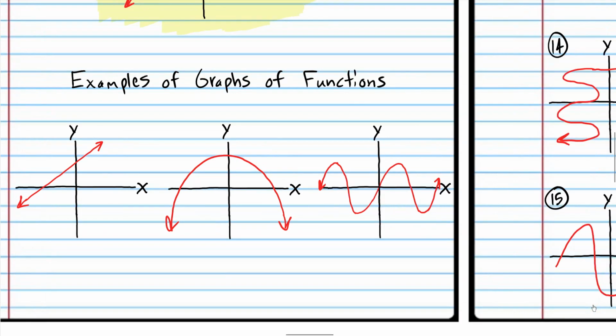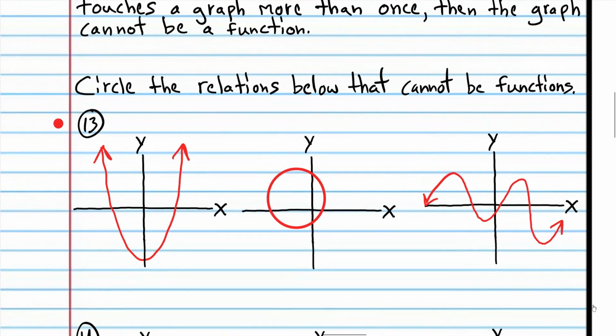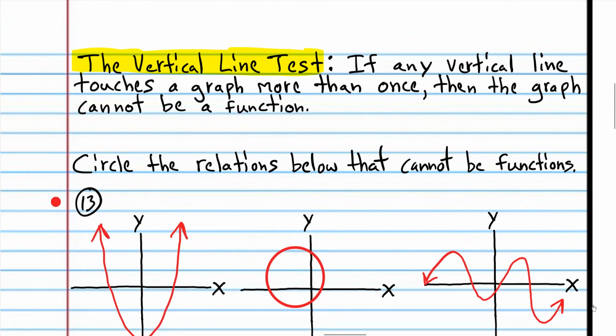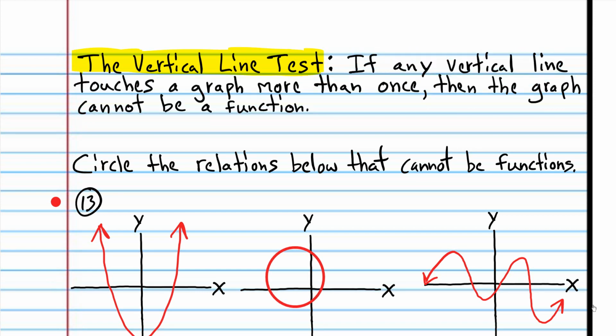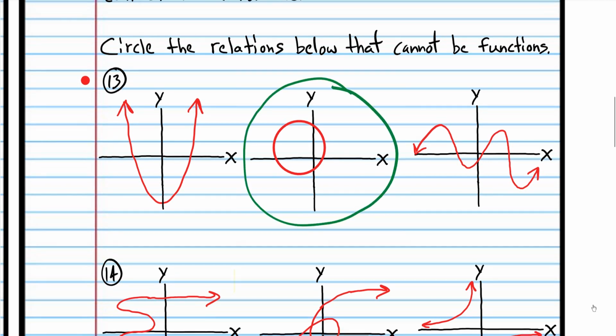But if a vertical line touches a graph more than once, for example here, then this graph cannot represent a function. This is called the vertical line test. If any vertical line touches a graph more than once, then the graph cannot be a function. So this is a very easy test. So it says here, circle the relations below that cannot be functions. So we already found an example that cannot be a function.